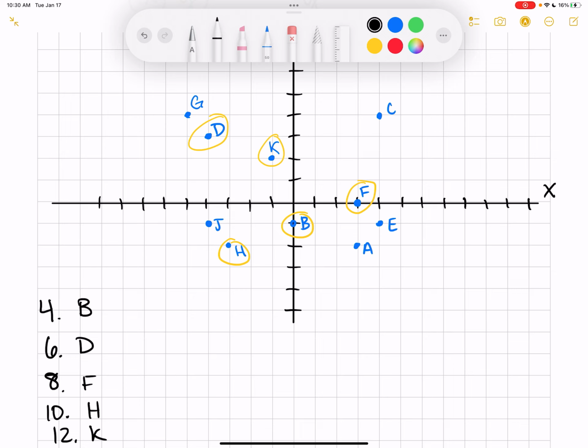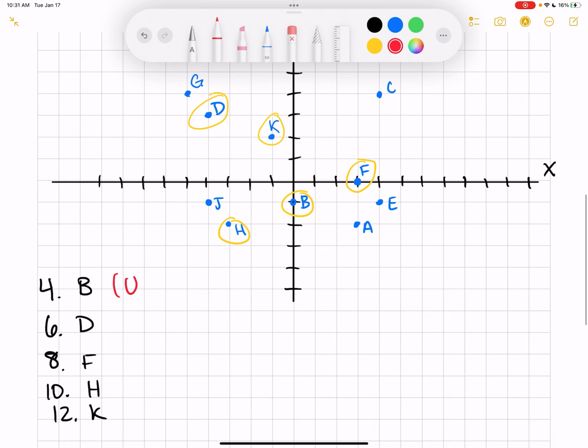All right, do y'all have all of this copied down? All right, so the point B, any ideas what the coordinate would be for this? 0, negative 1. So remember, it's going down. So 0 on the x, it didn't shift left or right, but it went down 1. So the point would be 0, -1.